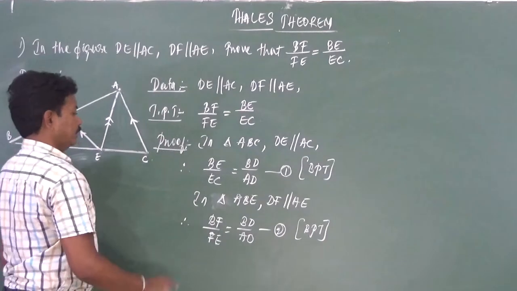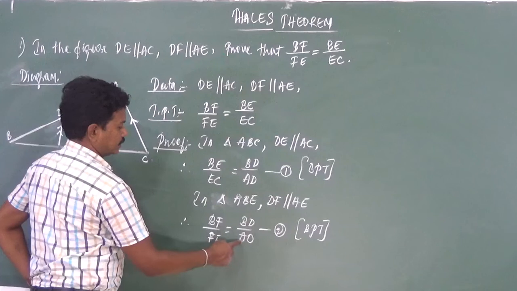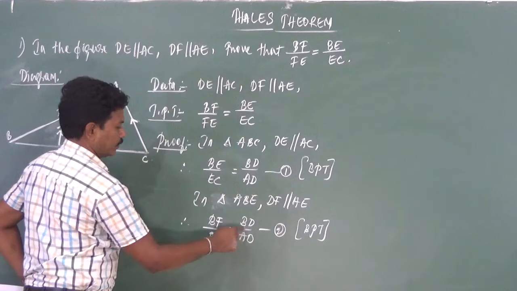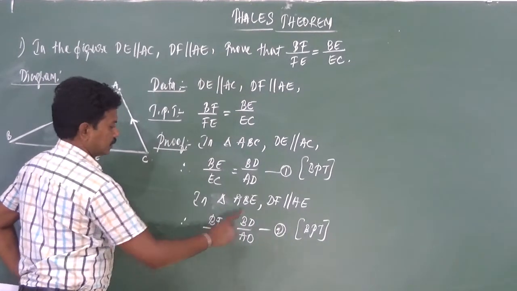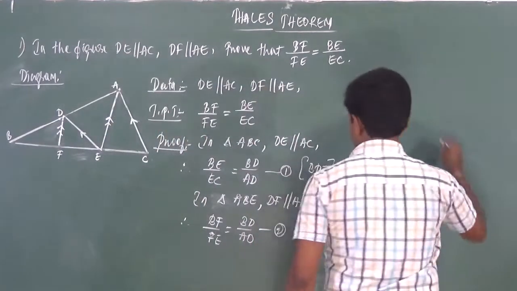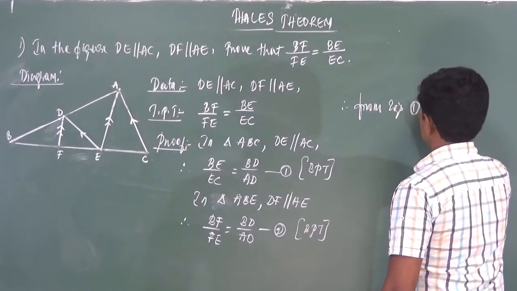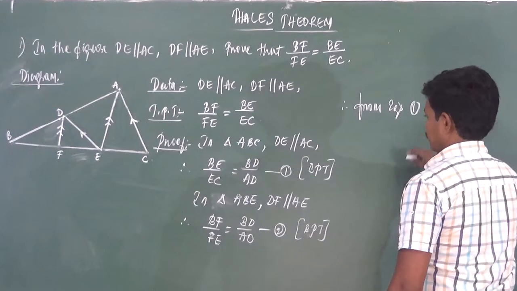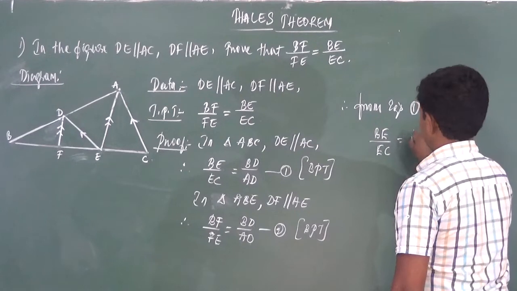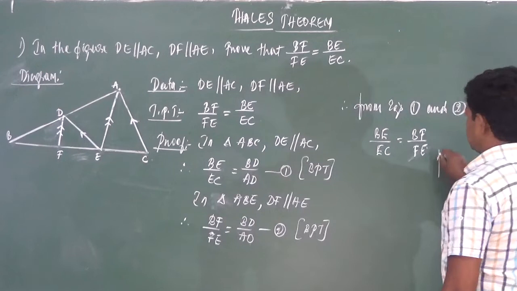So therefore, when we observe equations 1 and 2, BD by AD same thing exists in the RHS. So therefore, BE by EC is equal to BD by AD. BF by FE is also equal to BD by AD. So therefore, two things are equal to the same thing. Therefore, they should be equal to one another according to the axiom. So therefore, from equations 1 and 2, BE by EC is equal to BF by FE. Hence it is proved.